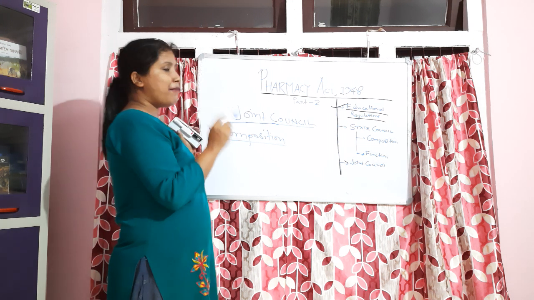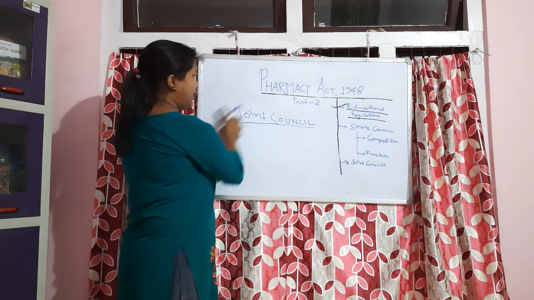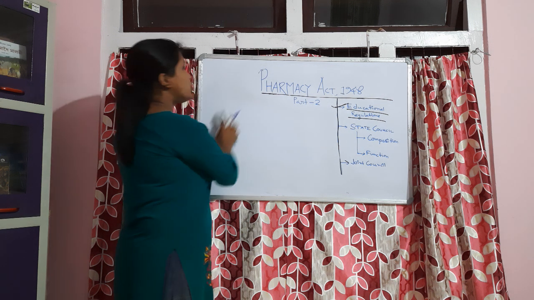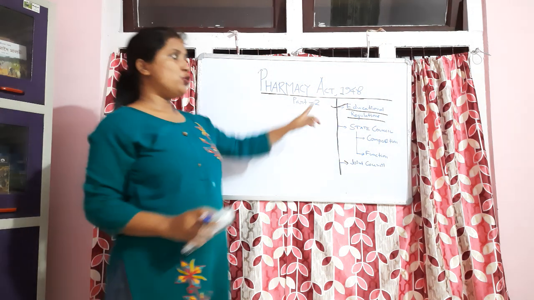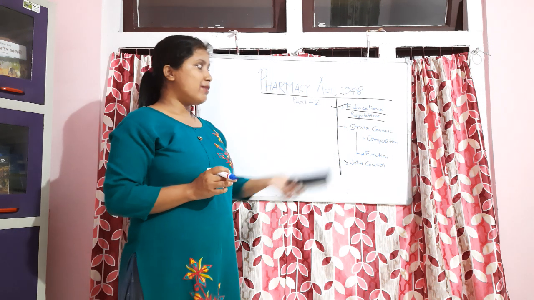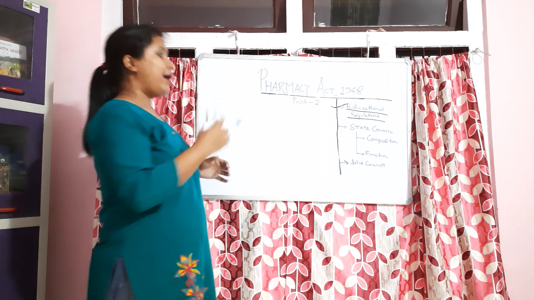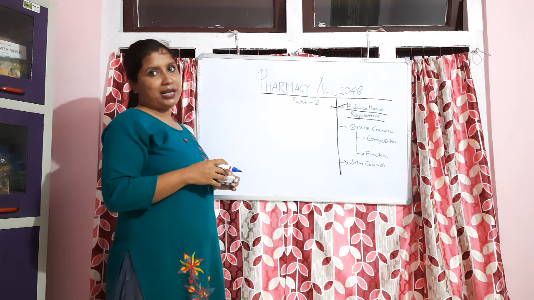So this is what I have discussed today. What did you learn in today's class? In this class you learned about the education regulations. Next you learned about the state council, its composition and function. The function part we will discuss later. And lastly you learned about the joint council.